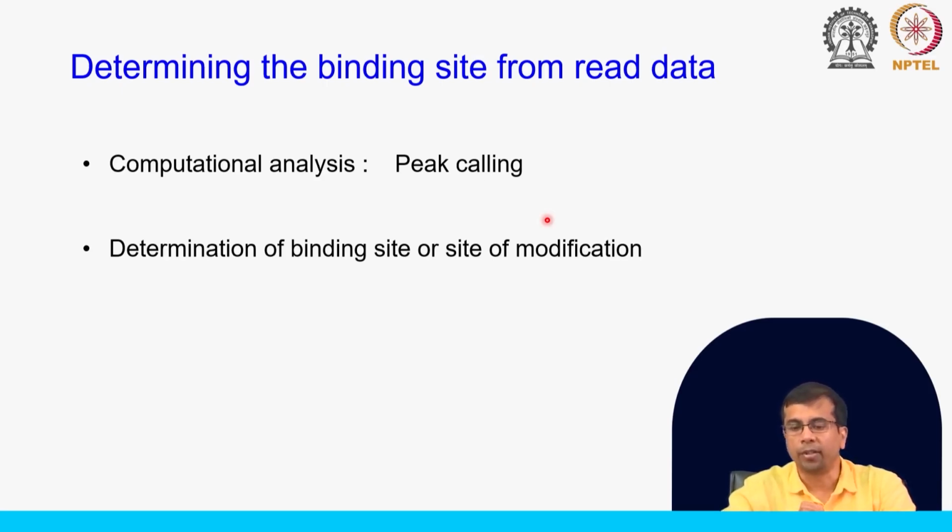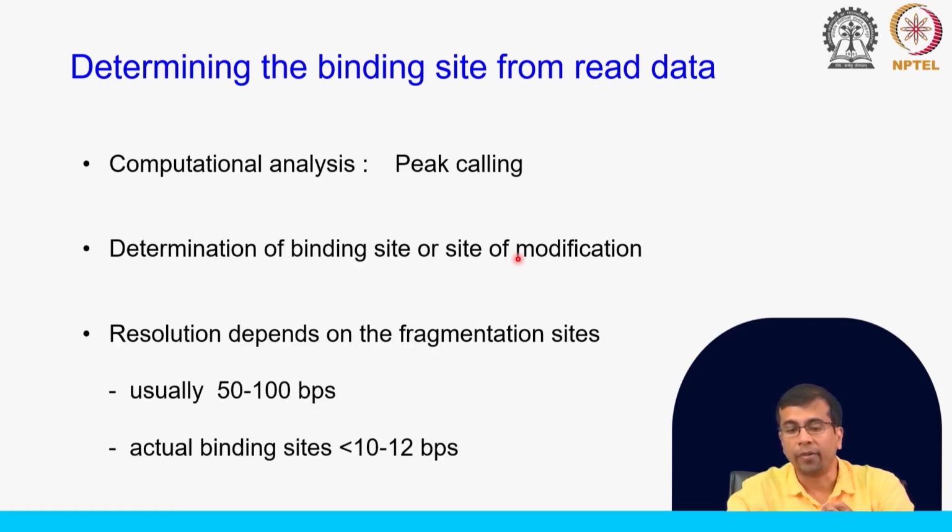So, what does peak calling do? From this read data, it will predict where the peak is, where the binding site is. This is something like an estimation, predicting the binding site based on the distribution of the reads in the genome. So, this peak calling part is very important, and it determines the binding site or the site of histone modification. Now, the resolution again depends, as I said, on the fragmentation, where you are fragmenting, and from which site you are sequencing.